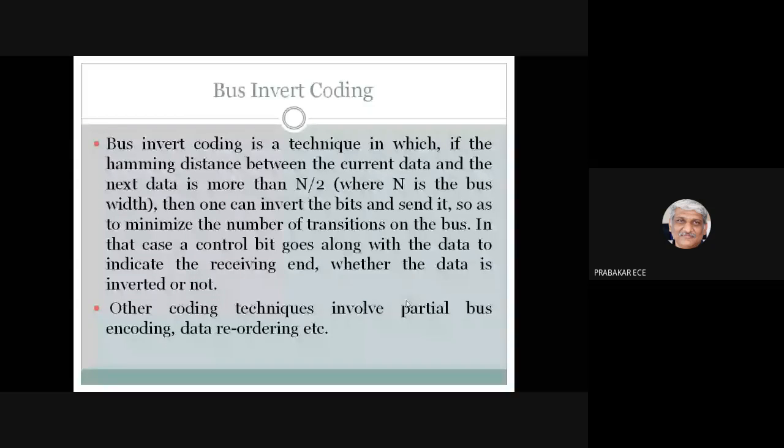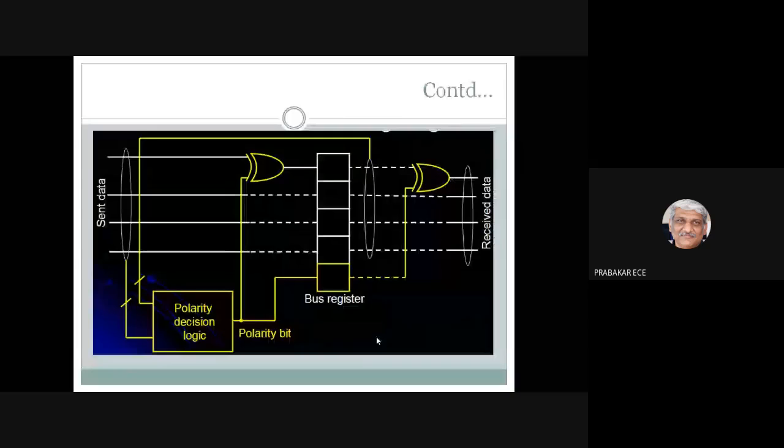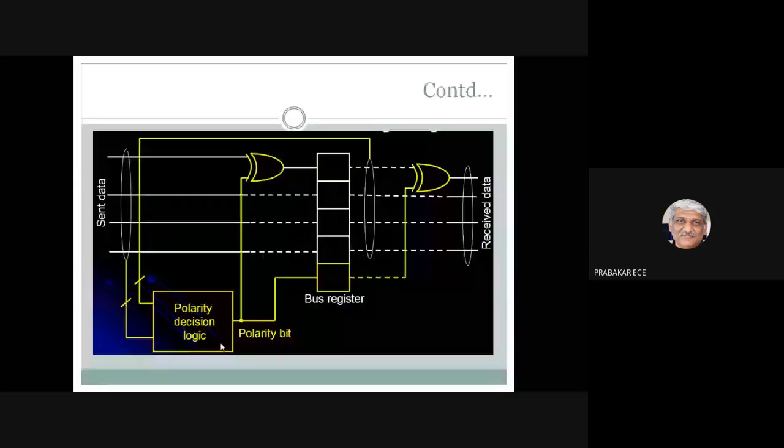So what happens when the number of toggles is more than 50% of your data? What you can do is go for partial bus encoding or data reordering. Here, say for example, there are some 32 bits of data. If more than 50% of the data is changing, what I can do is take a polarity decision logic, and I'll be generating one extra bit, which will be XORed here.